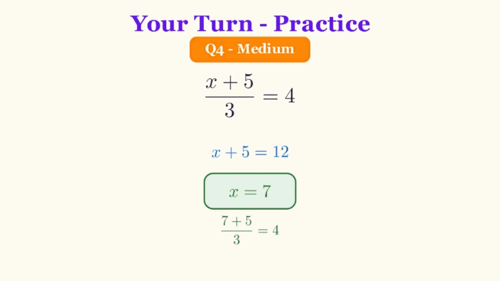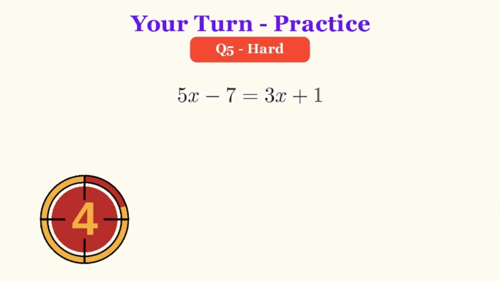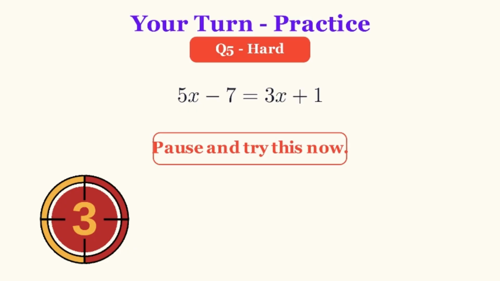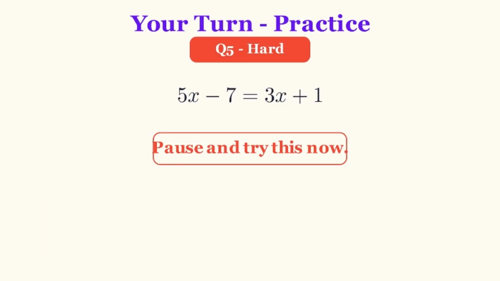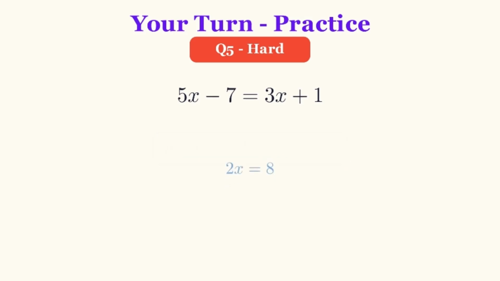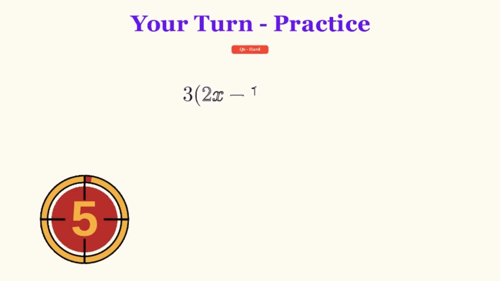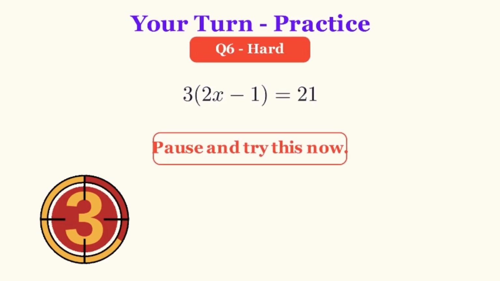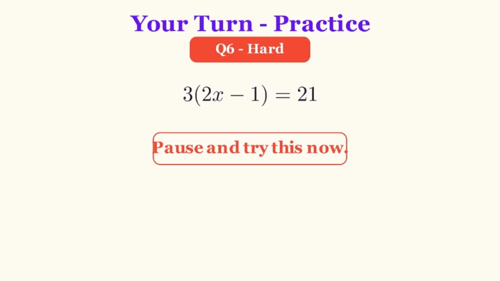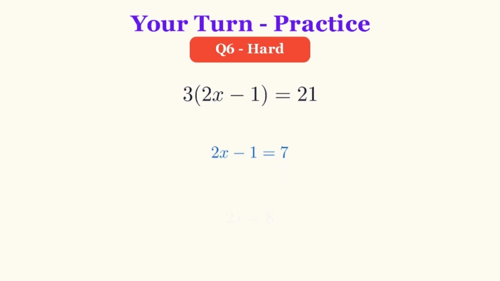5x minus 7 equals 3x plus 1. Here the x is on both sides, so collect them first. 2x equals 8. Divide by 2, x equals 4. 3 times the group 2x minus 1 equals 21. Divide by 3, 2x minus 1 equals 7. Add 1, 2x equals 8. Divide by 2, x equals 4.